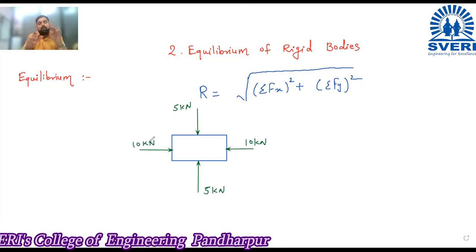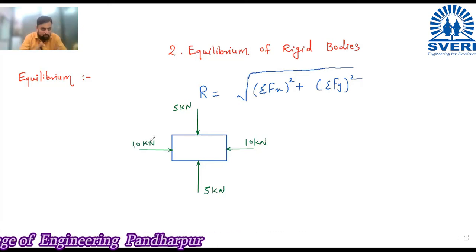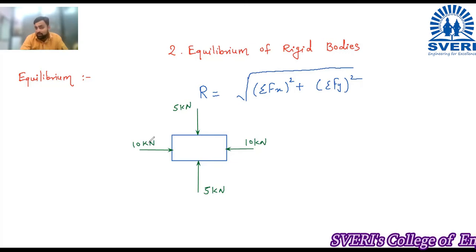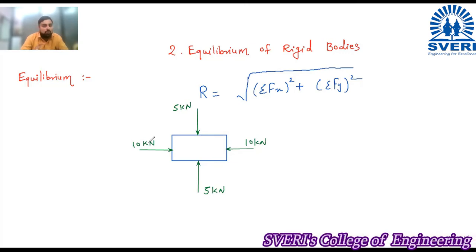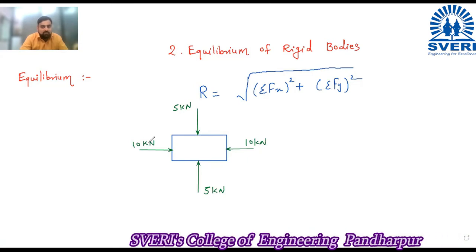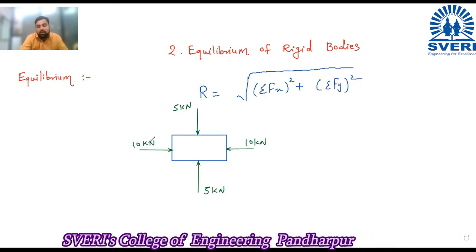Now this is the box on which a number of forces are acting. If I ask you to find the resultant of this force system, what will be your answer? What is the resultant? 0. Why is it 0, and how is it 0?